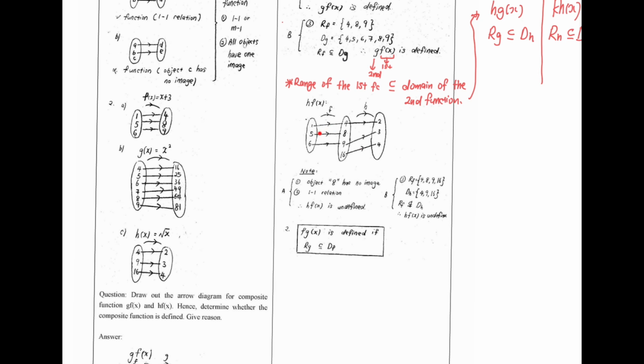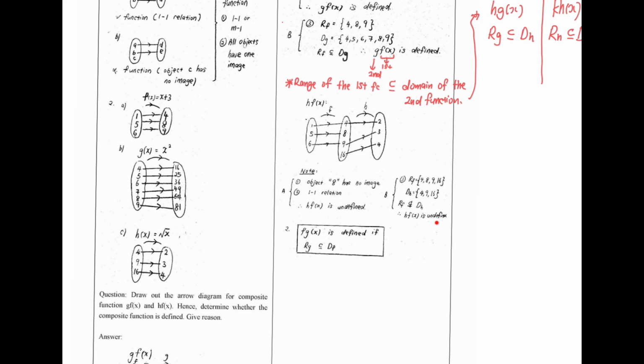Of course, checking an arrow diagram is not very practical in the exam, because in exams the fastest way to check is by checking the range and domain, whether they are subsets of each other or not. So here, let's check the range of the first function, the range of f: 4, 8, 9, 16. The domain of h is 4, 9, 16. So you can see that the range of f is not a subset of the domain of h. Because of that, hfx is undefined.